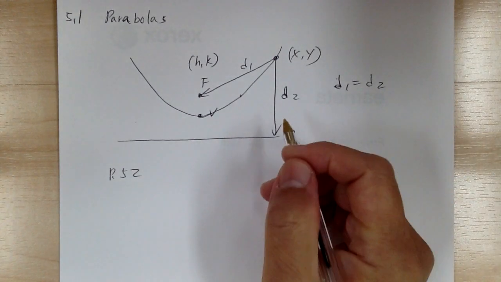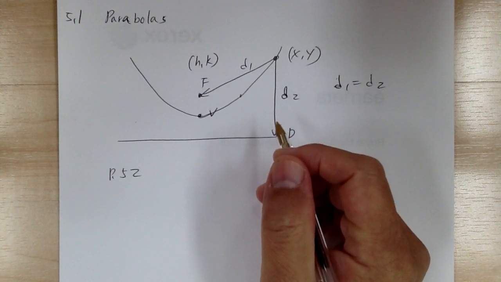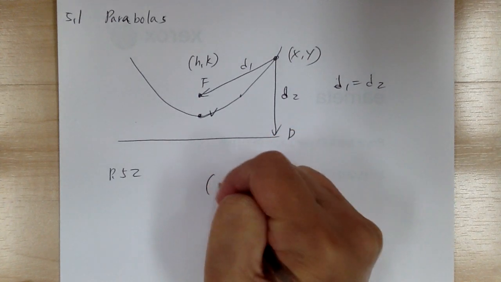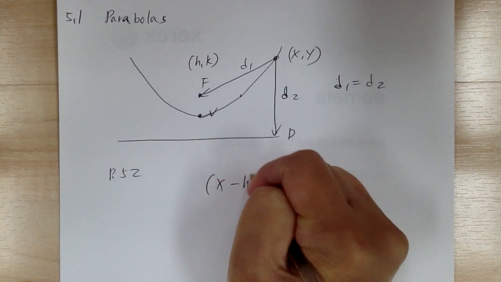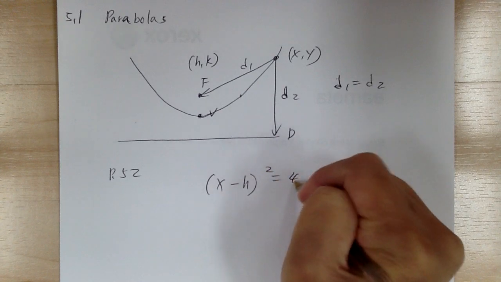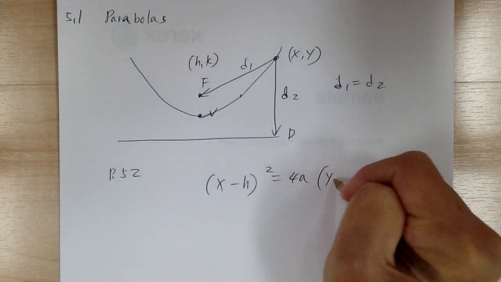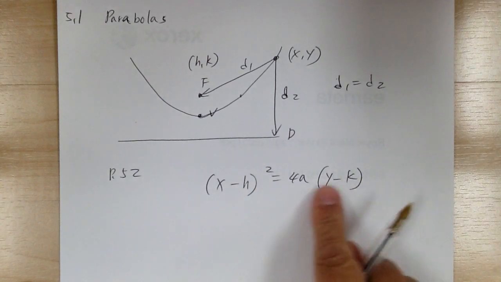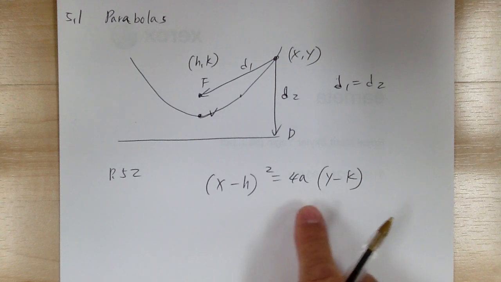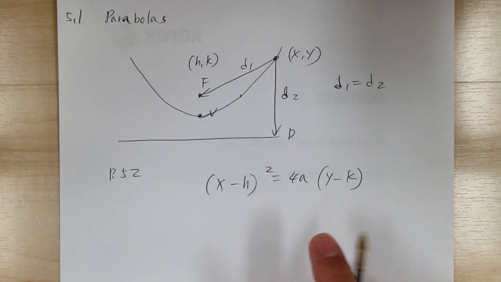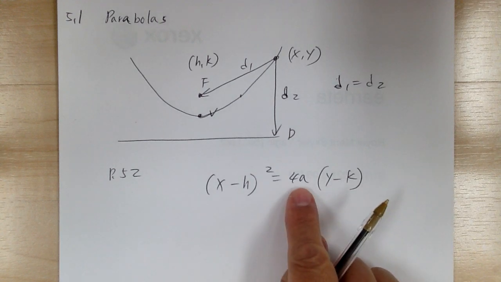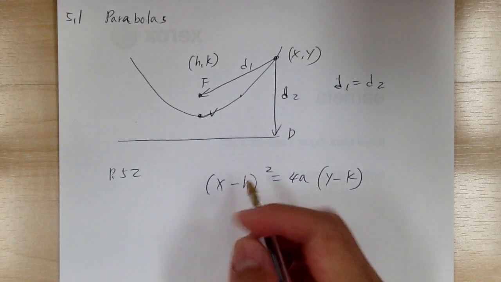I don't really like the form that is in the book. Some other books use a different form, so I'm going to use this way: (x minus h) squared equals 4a times (y minus k). This gives you the direction, the opening of the parabola.